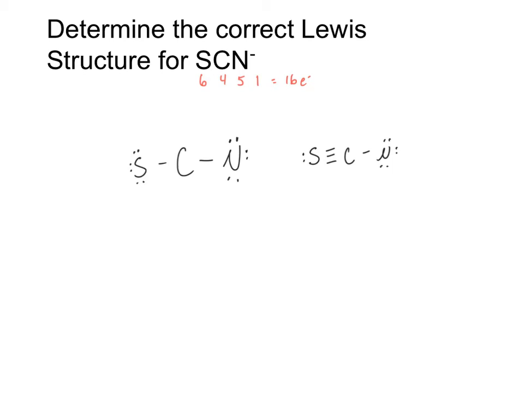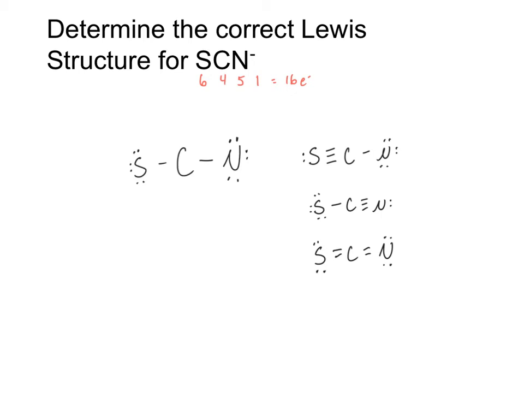We could also do the same thing with nitrogen and take 2 of these, place them into a triple bond, which would give us this electron configuration. And we have a third option, which would be simply taking 1 lone pair from each and forming 2 double bonds. This gives us 3 different Lewis structures, which are all valid.